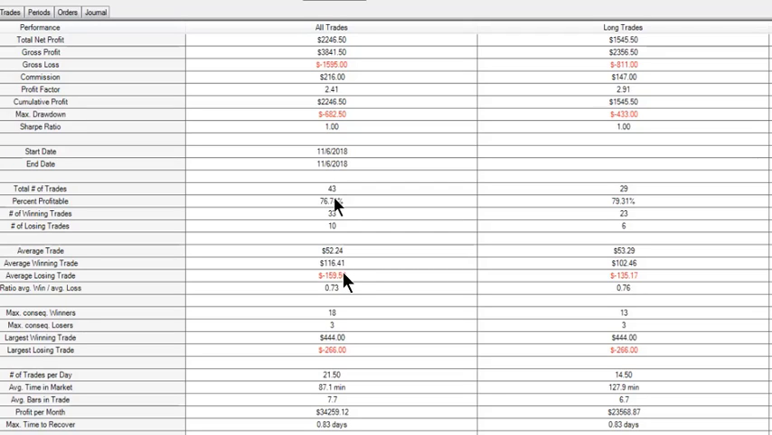Average losing trade is too big at 159. It shouldn't be that large. But the win to loss ratio is almost 73%. This is pretty impressive though.